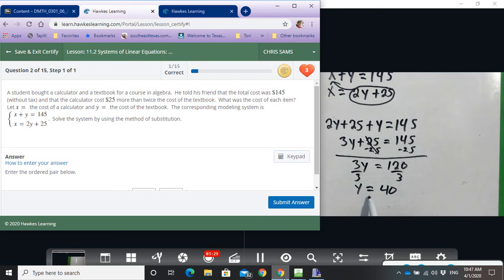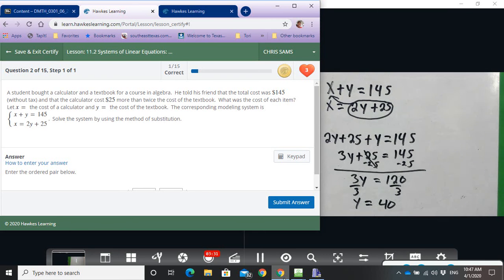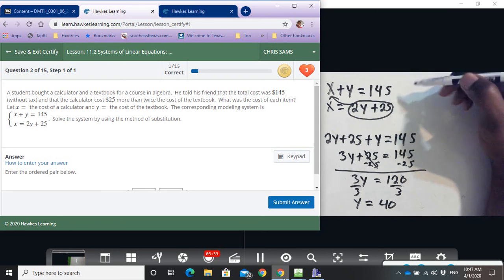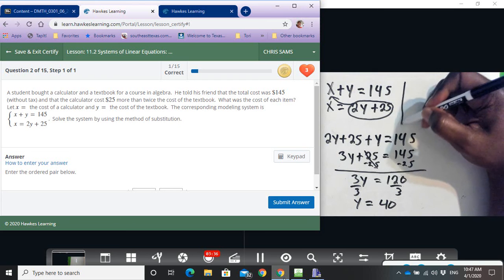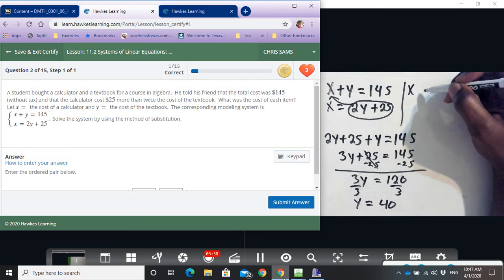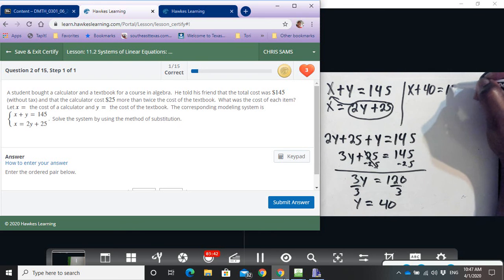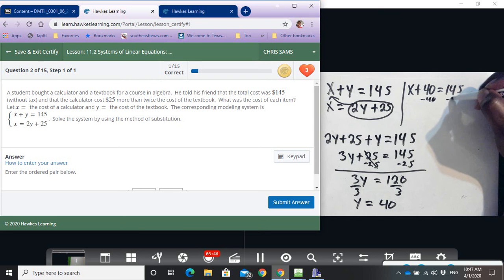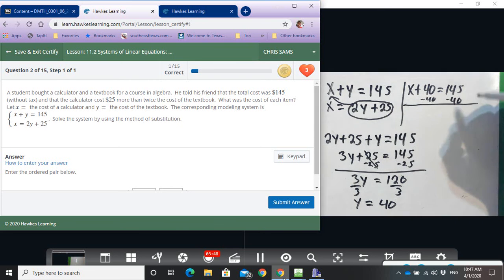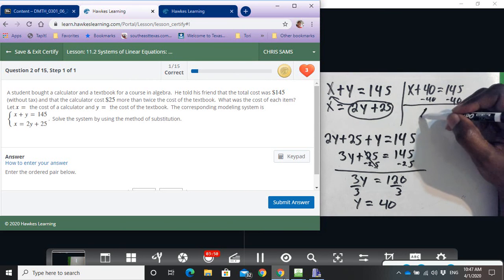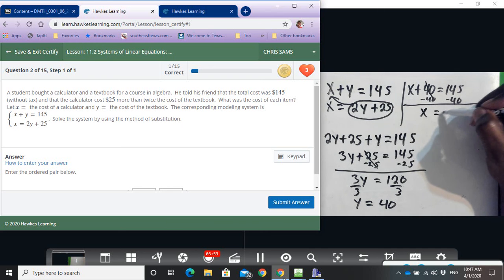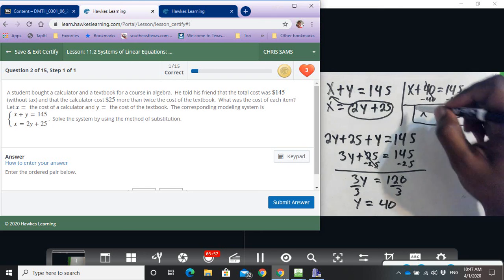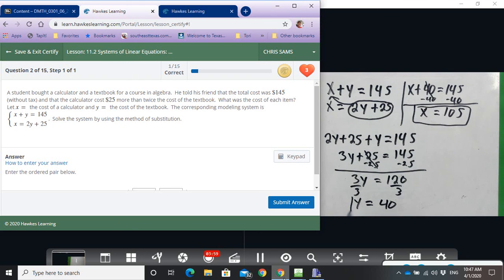Alright, once we get this, we're going to go back to the top, plug in a 40 here. So we have X plus the Y value of 40 equals 145. Subtract 40 from both sides, and we get X equals 105. So X is 105, Y is 40.